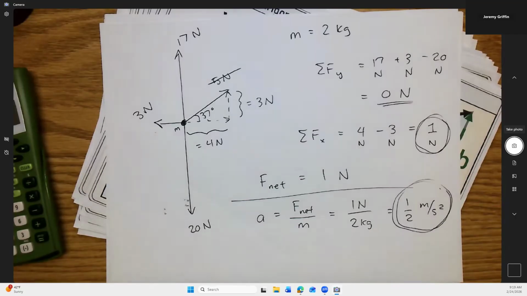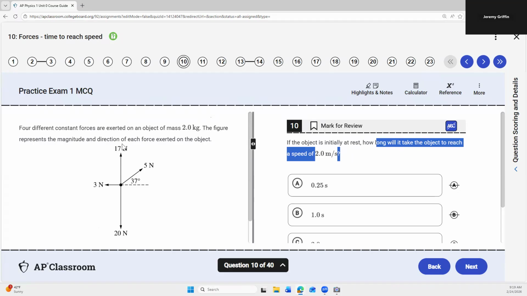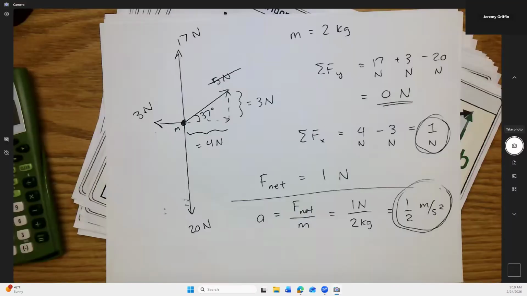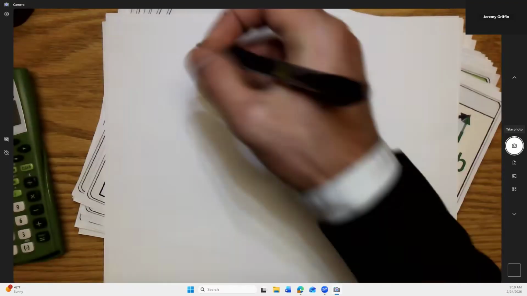Okay, got to go back to the question. So we know the acceleration at this point. How much time does it take to get to a speed of 2 meters per second? Did it say start? It probably starts at rest, right? Oh, wait, there it is. Yeah, thanks. Okay, we've got to get up to a speed of 2 meters per second. Does this sound like a job for kinematics? I think so. Okay, let's do a little table.